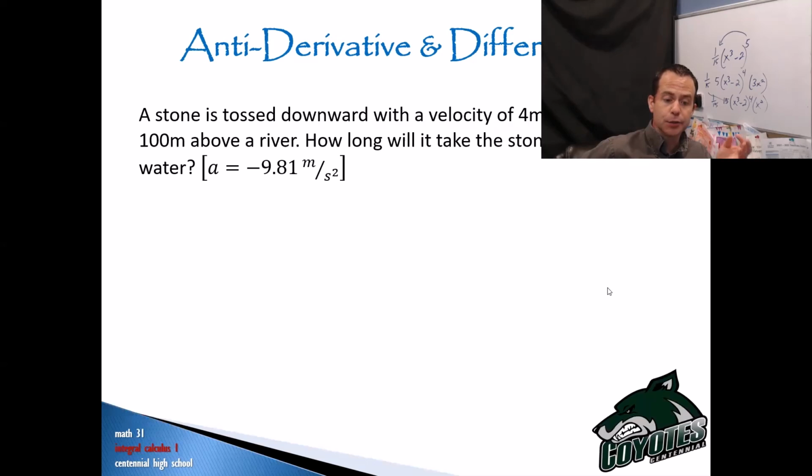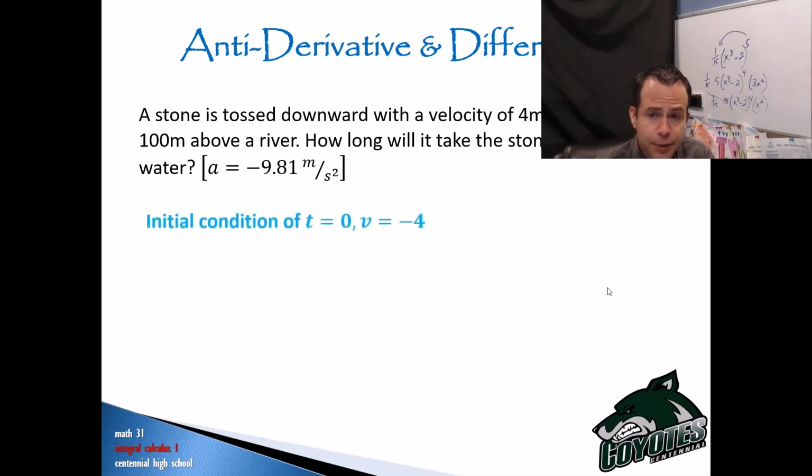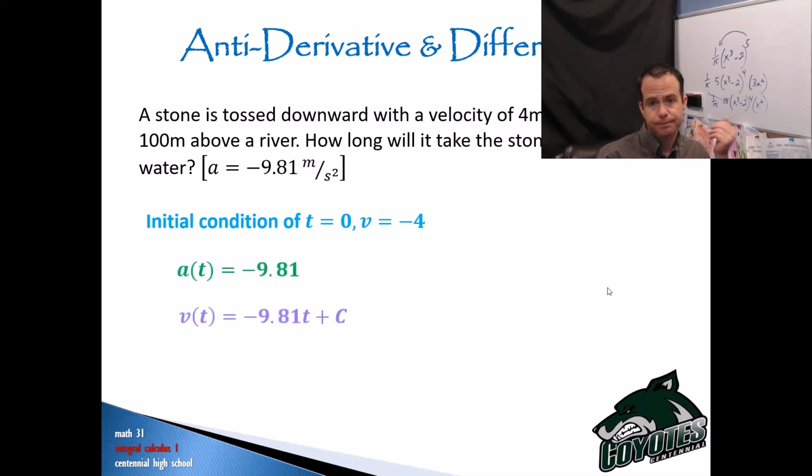So the first thing I need to do is go from acceleration to velocity, which is taking the antiderivative. So my initial condition is at time 0, the velocity is negative 4, because it says a stone is tossed downward with a velocity of 4 meters per second. Okay, so my acceleration is negative 9.81. The antiderivative of that will be v of t, and that'll be negative 9.81 t plus c.